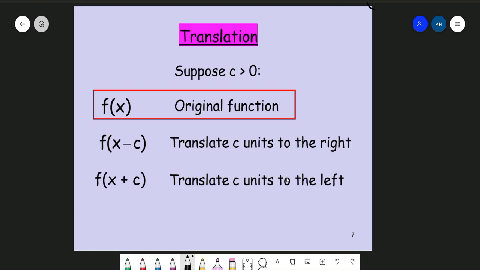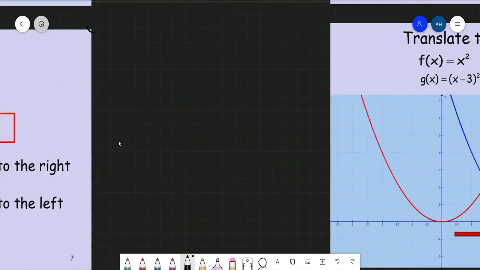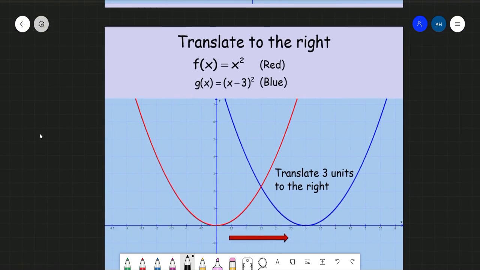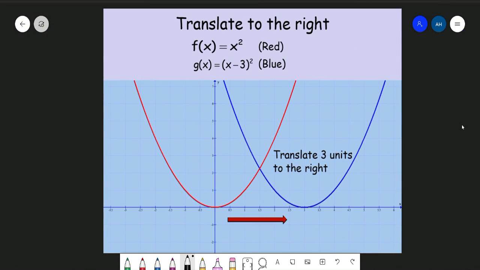I hope you take note of this. If we subtract, the graph will move to the right. If we add c, the graph will move to the left. How many units? c units, depending on the value of c. Maybe we can look at this example to understand better.